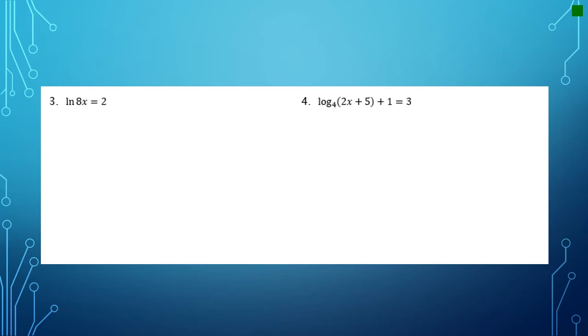For problem 3, my logarithmic expression is already isolated. I have the natural log of 8x equals 2. So now I'm going to go straight to putting this into exponential form. Remember that anytime you have a natural log, the base is actually e. So I'm going to write e squared equals 8x.